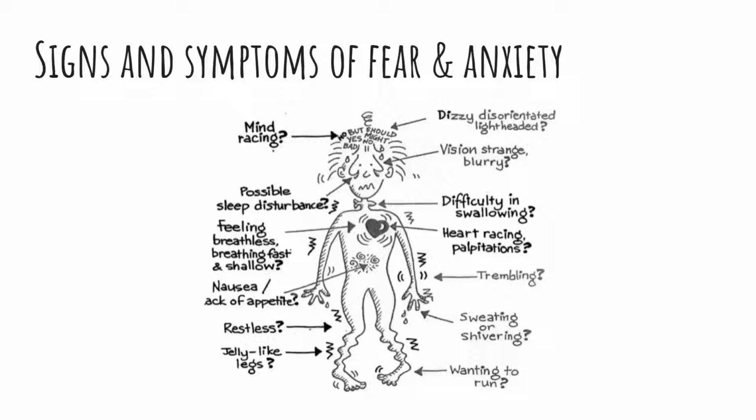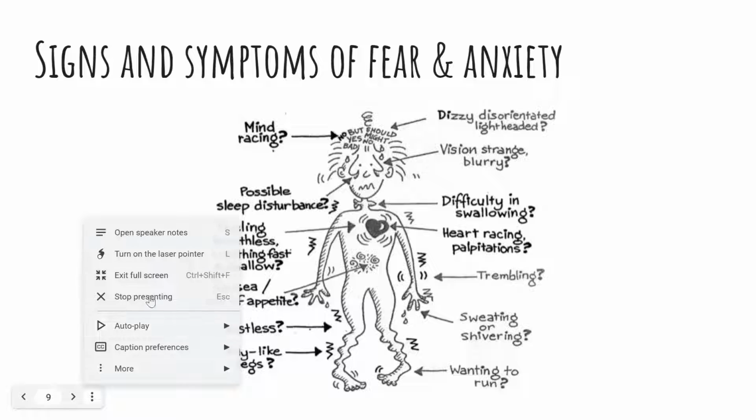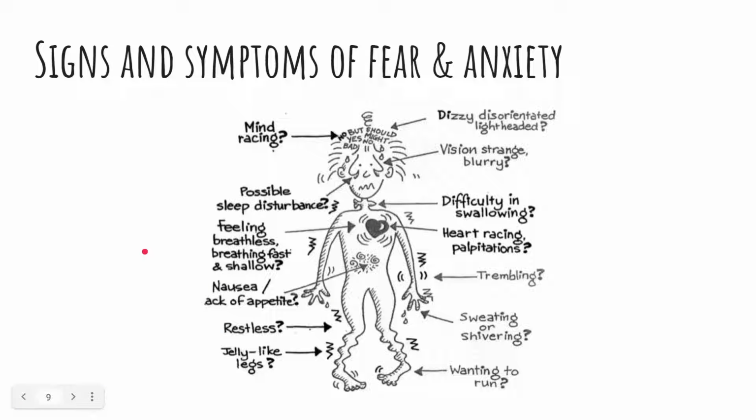Here are the signs and symptoms of fear and anxiety. And looking at this picture, we can very clearly see why fear and anxiety are called or designated as increased activity states. Because we can very clearly see that most of these symptoms have an increase in activity. For example, over here, let me just turn on my pointer. We have mind racing. This is one thing. The patient is thinking very, very heavily about a specific thing. This is an increase in activity.